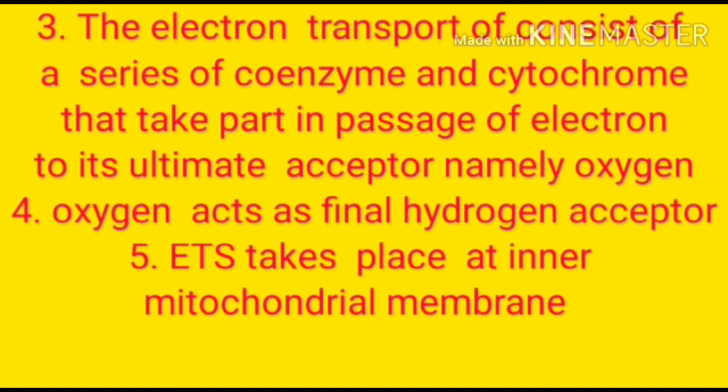Then the fifth point is that the electron transport system takes place at the inner mitochondrial membrane. Just now we discussed that glycolysis takes place in the cytoplasm of a cell. The link reaction takes place in the cytoplasm of a cell with the mitochondria in between. The Krebs cycle takes place in the matrix of mitochondria, but the electron transport system takes place in the inner membrane of mitochondria, especially on cristae elementary particles.